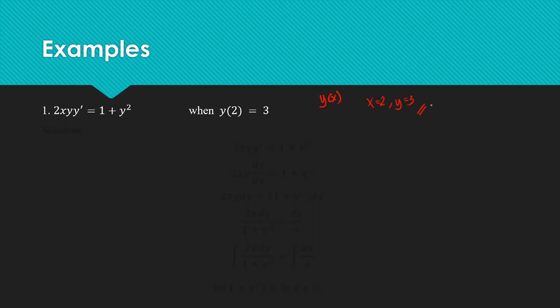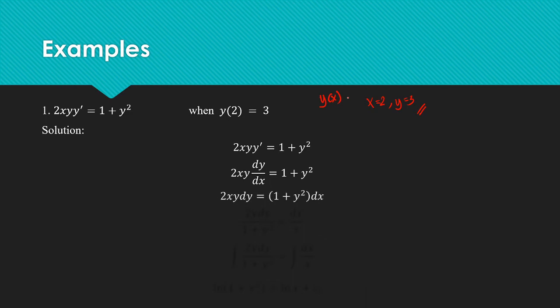Yun yung ibig sabihin niya. Ito ngayon, class, yung condition na gagamitin natin kapag nakuha natin yung general solution. Isa-substitute natin to, makukuha natin yung c. So, yun yung target natin na mangyari dito. Una natin gawin class is express muna natin yung y prime as dy over dx para mapag-separate natin yung mga differentials nila. Multiply natin sa dx yung whole equation. And then, divide natin by 1 plus y squared tsaka x. So, kapag ganun class, ang lalabas is 2y dy over 1 plus y squared is equal to dx over x.